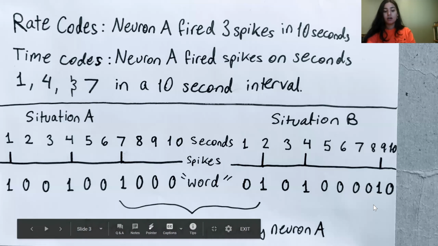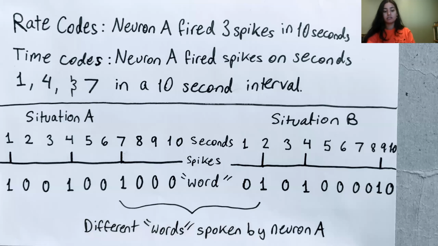If we see a word where the 1s and 0s are located generally in the same time bins as situation A's word, we can then know that situation A has probably occurred, and similarly for situation B. So if we don't know what a situation is, we can look at the firing pattern of the neuron, see what word it is saying, and deduce what the situation is from that word.